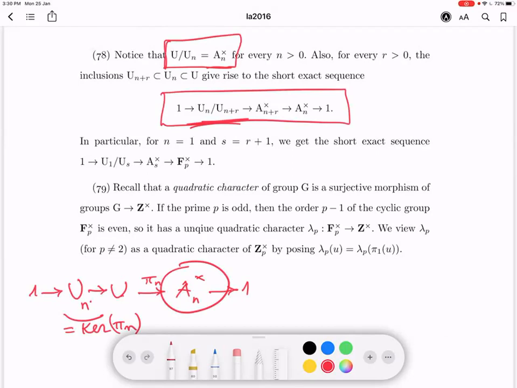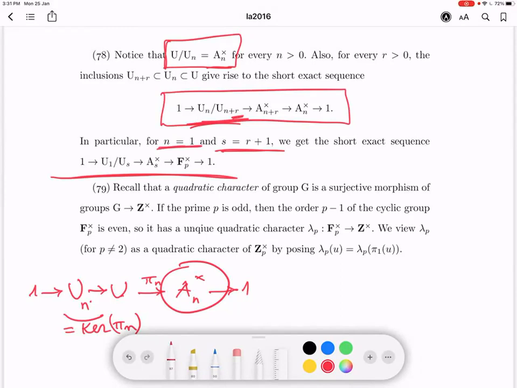Okay, so in particular, in this sequence, you have this. If I take s equal to r plus 1 and take n equal to 1 in this sequence, you'll get this short exact sequence. Okay, so we want to study these groups of units and higher units.